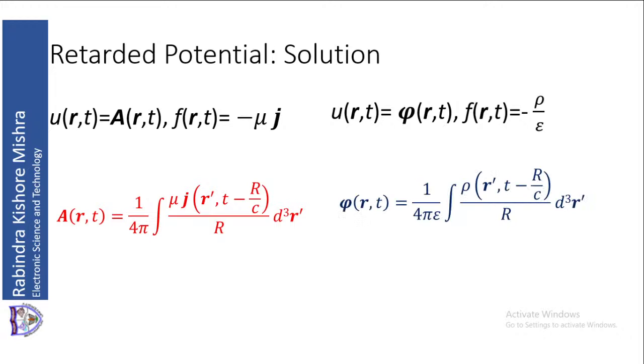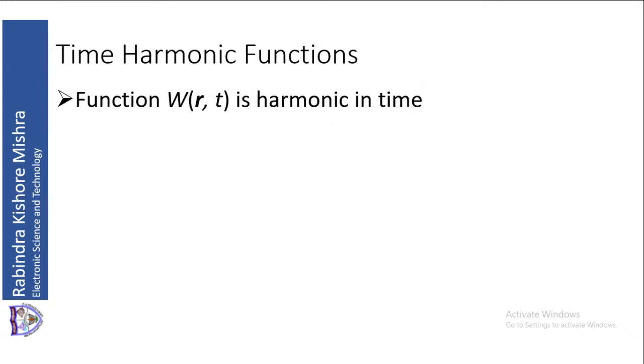Similarly, for phi, phi(r,t) is equal to 1 by 4 pi. Then for minus rho by epsilon, we take this minus sign and multiply it with the minus sign in the integration earlier. So that gives you 1 upon epsilon, then the integration of rho as a function of r dash, t minus R upon c, divided by capital R, integrated over r dash, dv, or integrated over the space volume.